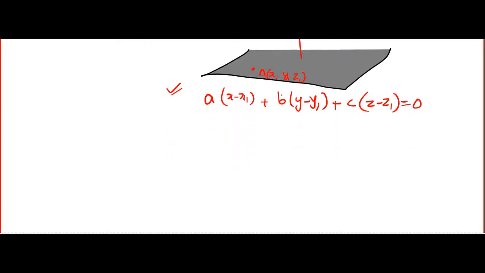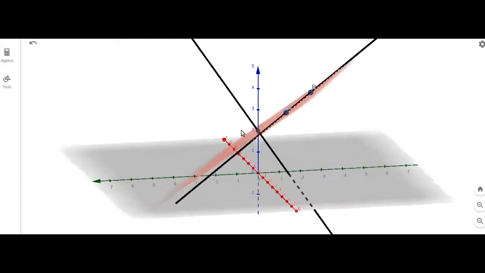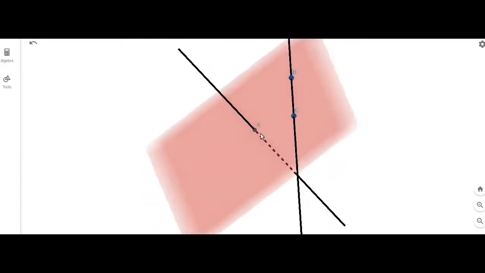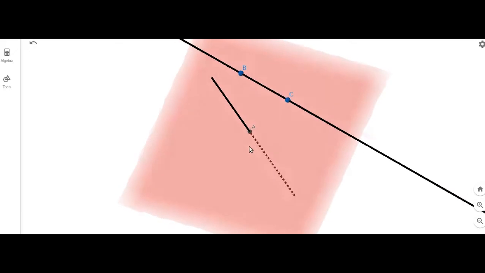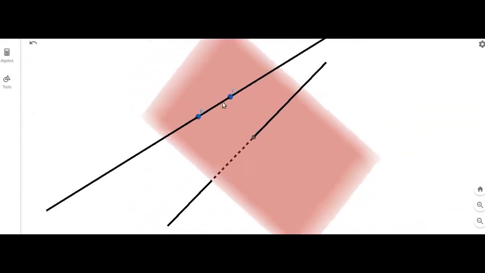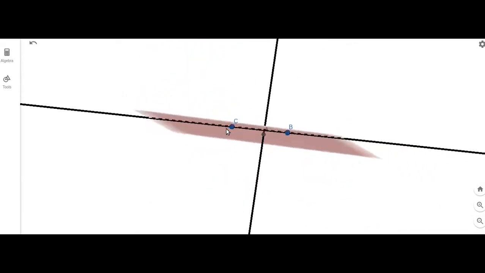Now, okay, I'll show you one picture so that you understand this. So take a look at this. I'll remove the grid for you. Okay, so look at this. We have the normal to the plane passing through the point A and the two points on the plane, and you can see that they are perpendicular.